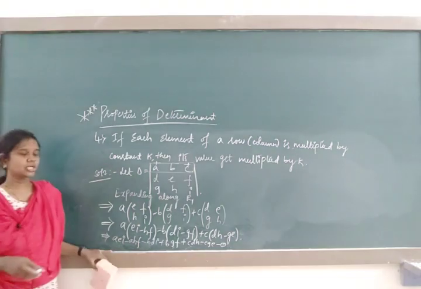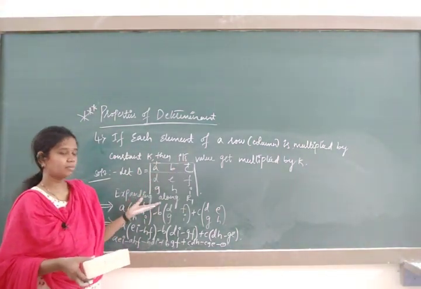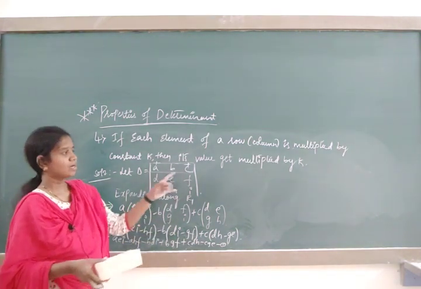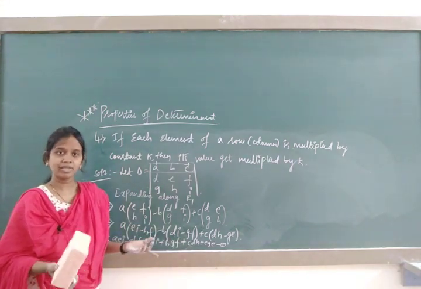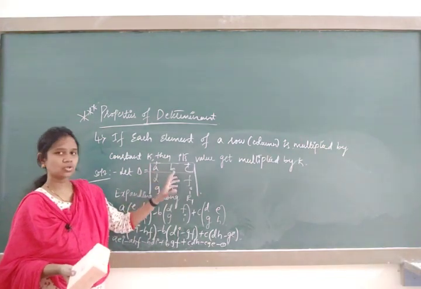Now according to the statement we will move on. What is our statement? If any one row or any one column of the determinant is multiplied by k, then the determinant value is multiplied by k. So what I will do is multiply the first row with k.